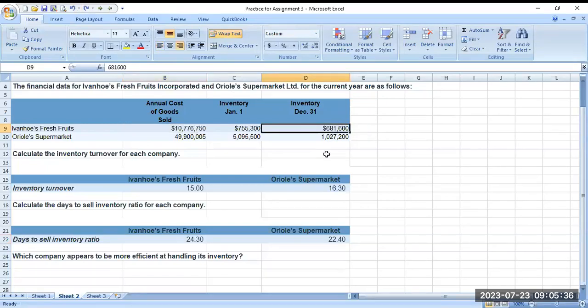What's the other way? Most likely reducing the ending inventory. Let's see if we reduce our inventory to 400, what's going to happen now? My ratio improved. So which are the two possible scenarios that are going to improve our inventory turnover and respectively reduce the days to sell the inventory? Either sell more and keep the inventory level the same, or reduce the inventory level at the year end. That's how you can improve the inventory turnover.